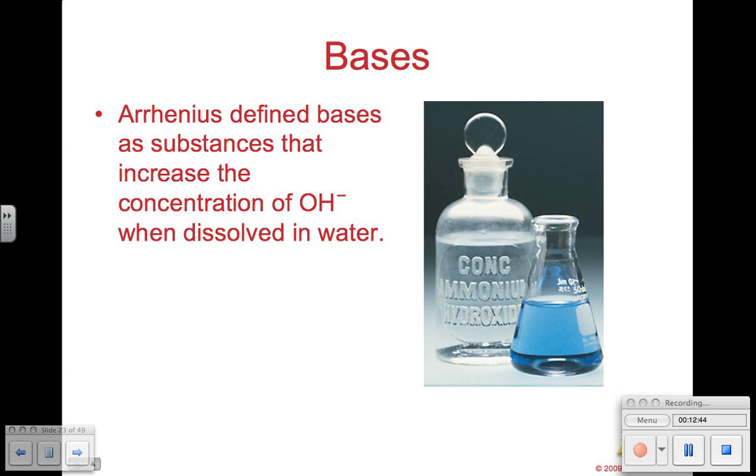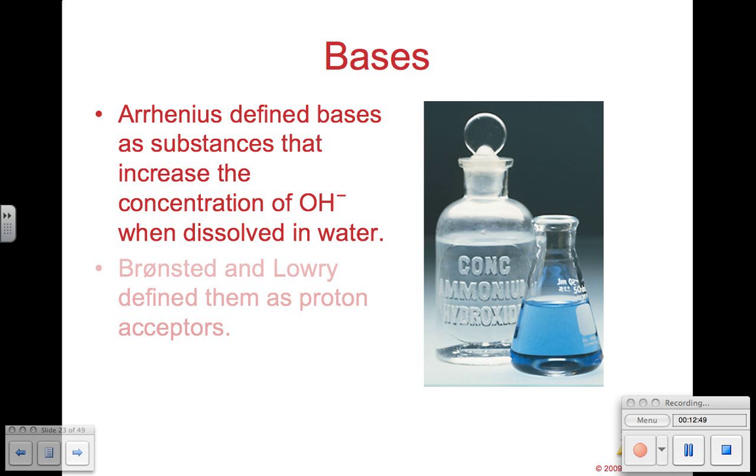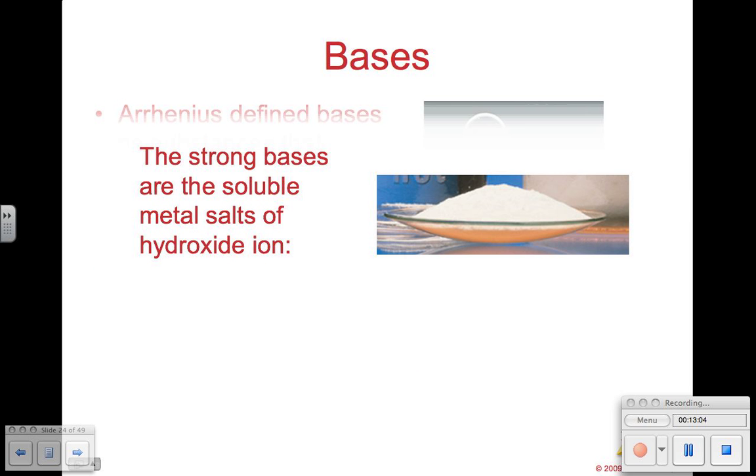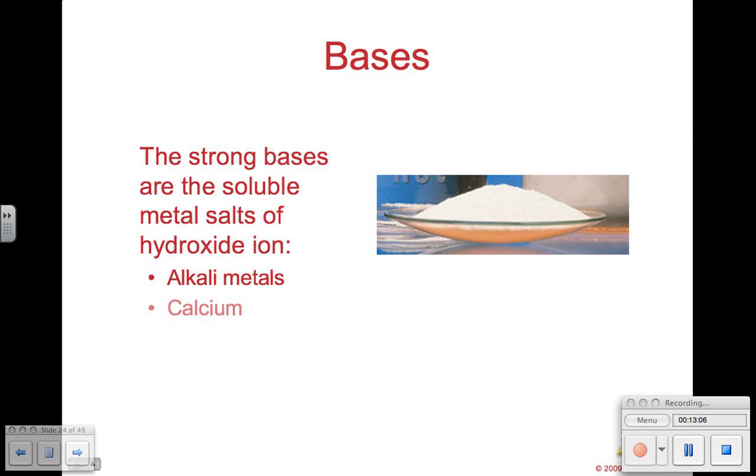All right, bases, on the other hand, Arrhenius defined bases as substances that increase the concentration of OH minus. So we get more OH minus dissolved in solution. Bronsted-Lowry bases are defined as proton acceptors. So they accept extra protons, or in the case of an acid being present, the base would accept the proton from an acid. So the strong bases that exist are ones that are metal salts made with hydroxide. So all the alkali metals combining with hydroxide ion are strong bases, along with calcium, strontium, and barium hydroxide.